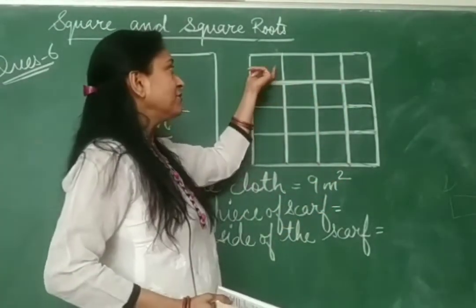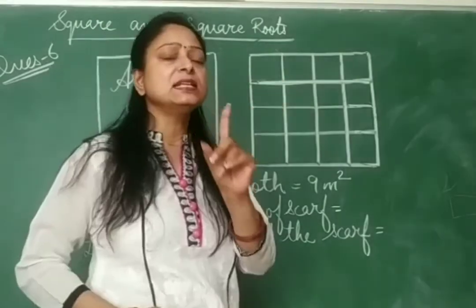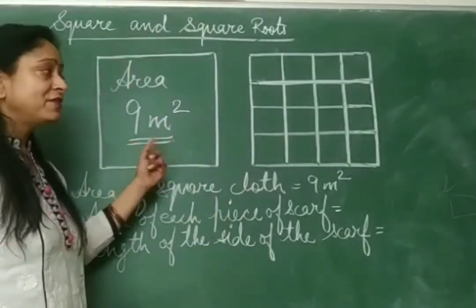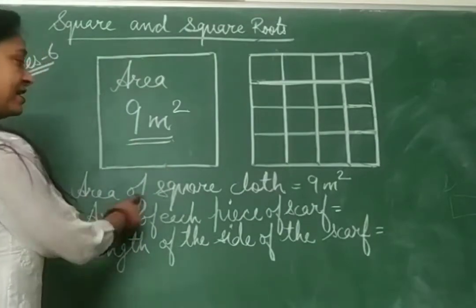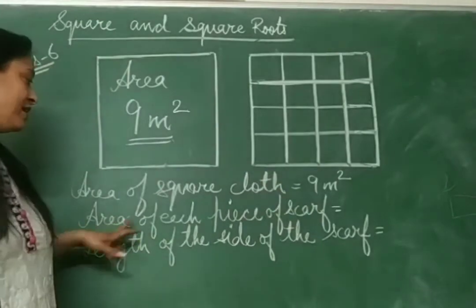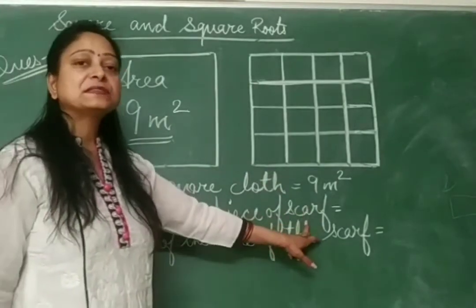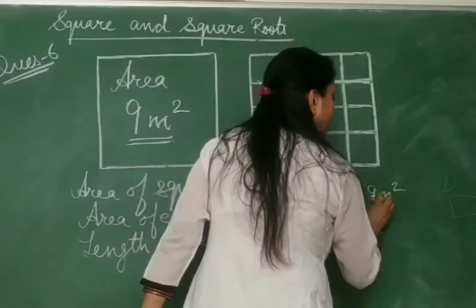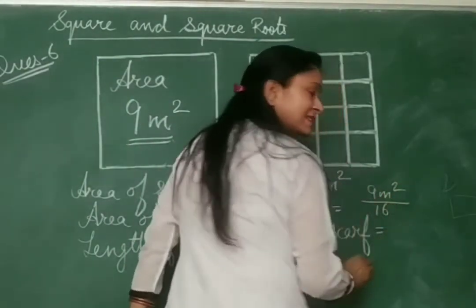तो अगर हम सिर्फ इस स्क्वायर की बात करें, सिंगल पीस के एरिया की बात करें, तो वो कितना होगा? 9 मीटर स्क्वायर डिवाइडेड बाय 16. एरिया ऑफ स्क्वायर क्लोथ इज गिवन, दैट इज 9 मीटर स्क्वायर. And area of each piece of scarf will be 9 meters square divided by 16.